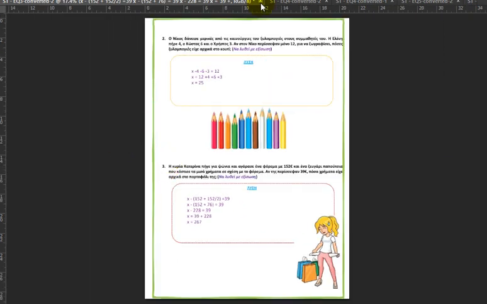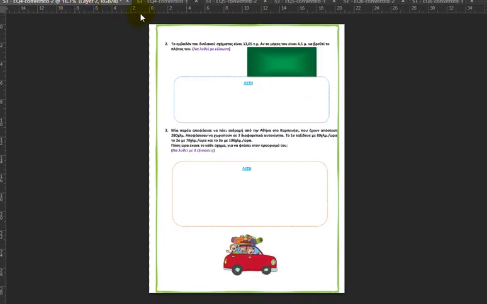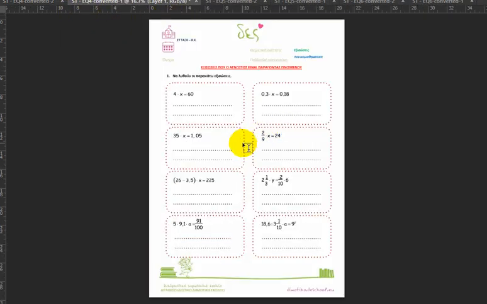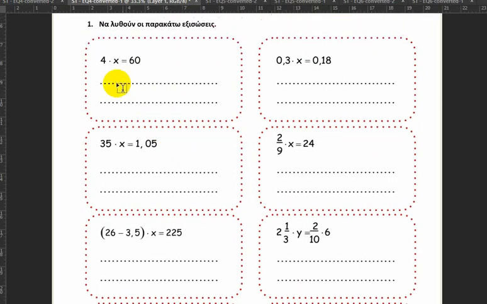Worksheet 3, done. For 4x equals 60, x will be equal to 60 divided by 4. So x is equal to 15.